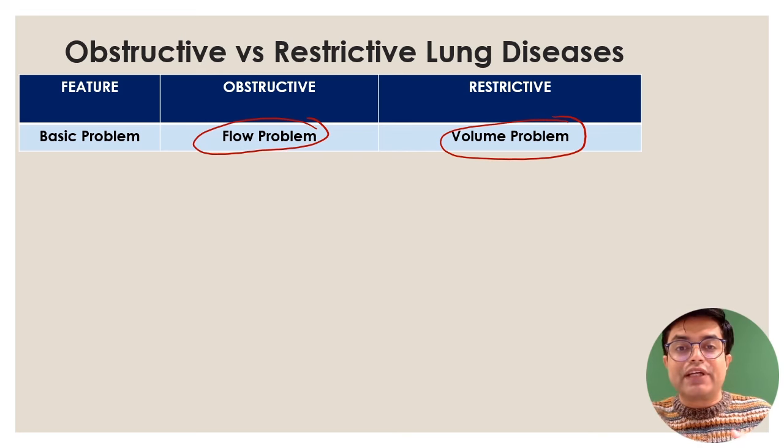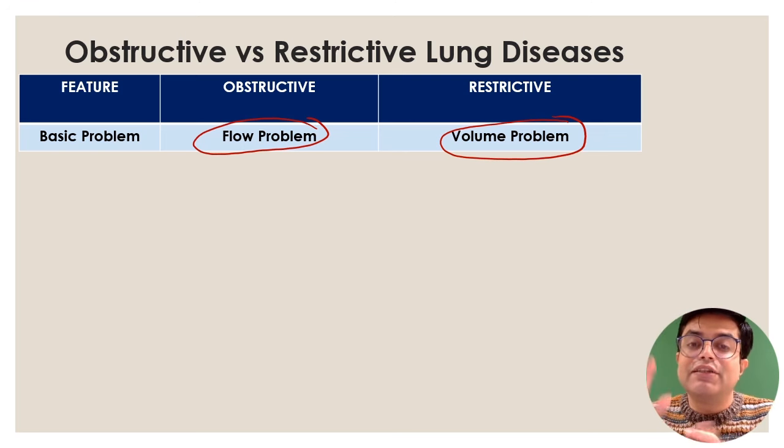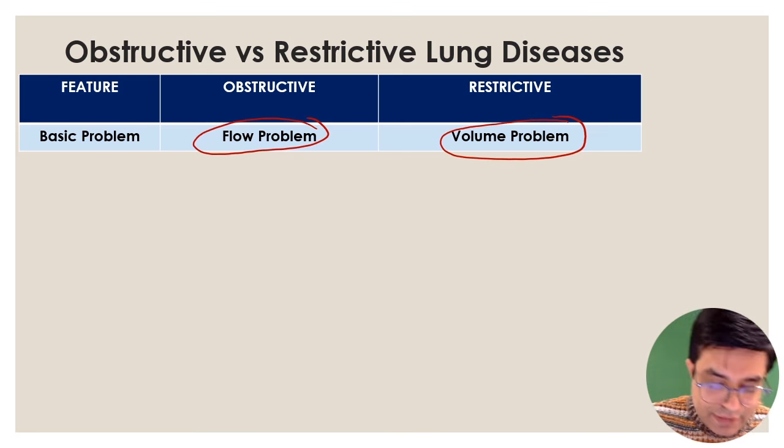Obstructive के अंदर क्या था? Airway में problem थी. और restrictive के अंदर क्या है? Between the alveoli or maybe in the chest wall you have problem, and so there is a decreased volume of the respiratory area, and that is causing a volume problem. Let us discuss the examples.